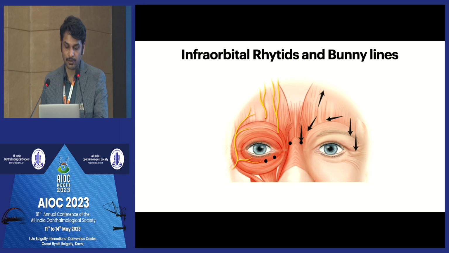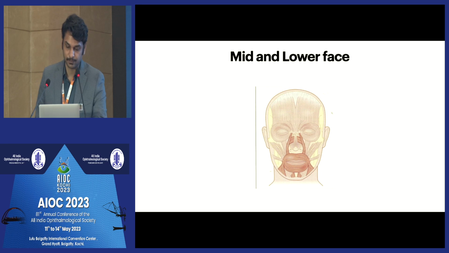For the infraorbital rhytids and for bunny lines, these are the points. For bunny lines, you can give at the points. Basically, it acts on the transversi nasalis. And for infraorbital rhytids, at the junction of the pretarsal and orbital part of the preseptal part of the orbicularis, you can give 1 or 2 points depending upon the number of folds, 2 units per site.